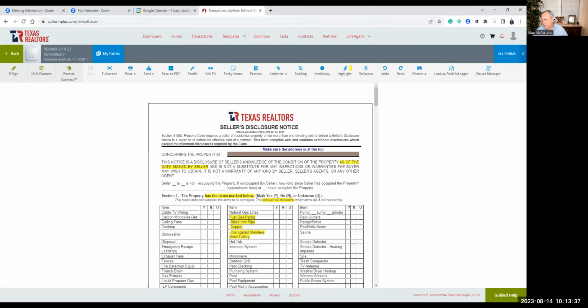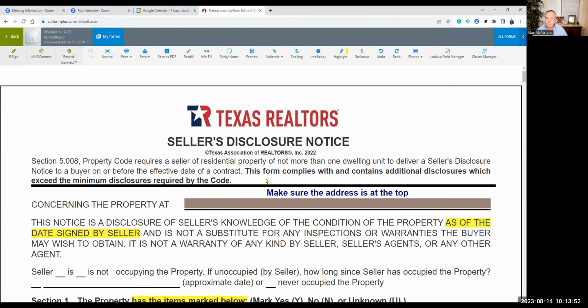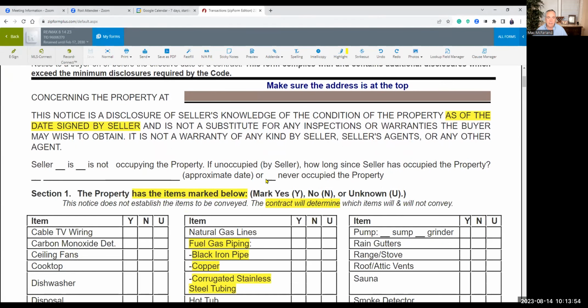Everybody should see the seller's disclosure notice. Yes, that's what we're looking at. This is the new seller's disclosure notice. Like I said, it's in zipForms already, so you can use that from there. There should not be any problems. The change is right here where it says fuel gas piping.